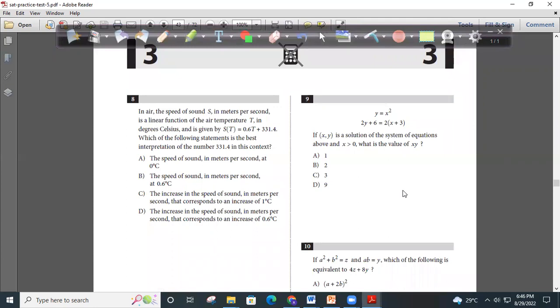The speed of sound S in meters per second is a linear function of the air temperature T in degrees Celsius and is given by S of T is equal to 0.6T plus 331.4. Which of the following statements is the best interpretation of the number 331.4 in this context? Even before going to the options, you need to identify what is the meaning of 331.4. Once you identify it, mark that option here.